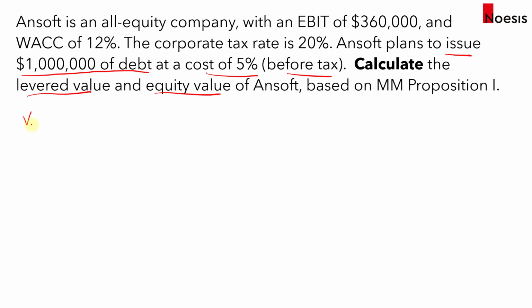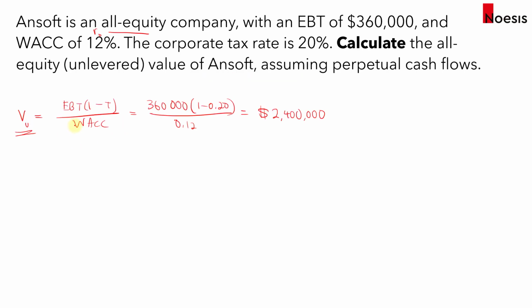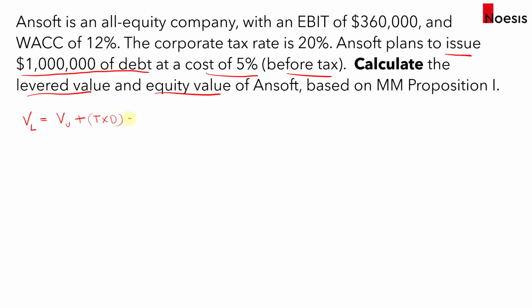Calculate the levered value of Ensoft and also its equity value based on proposition 1. Based on proposition 1, the value of the levered firm equals the value of the unlevered firm plus the tax rate multiplied by the debt they're going to issue. Previously we calculated that the value of the unlevered firm is 2.4 million. So let's substitute that in: 2.4 million plus the tax rate of 20% times the debt of 1 million. The interest tax shield here will be 200,000 plus 2.4 million, so that's 2.6 million. This is the value of the levered firm for Ensoft.